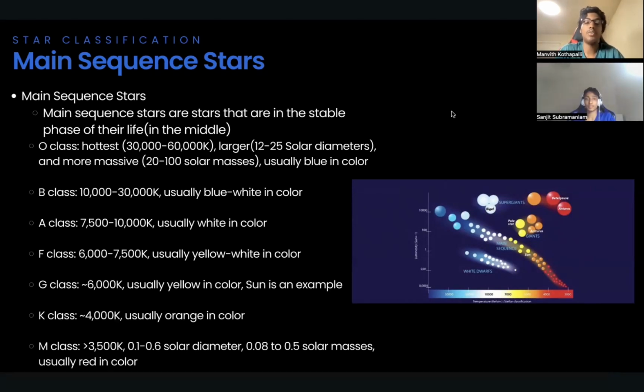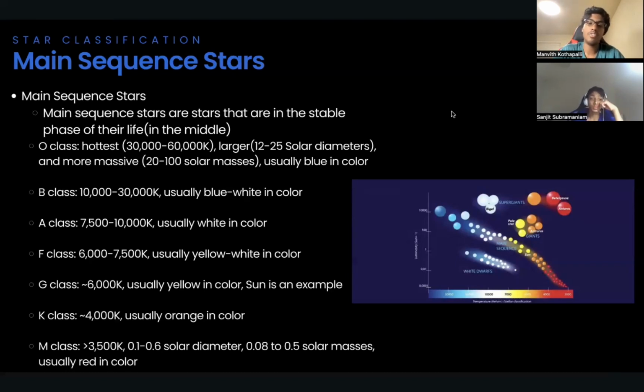So blue giant stars, blue supergiants, and blue hypergiants are usually categorized as O-class stars. So now B-class stars. So these stars have temperatures ranging from 10,000 to 30,000 Kelvin. They are also extremely luminous and blue color. And so blue giant stars are usually in this category.